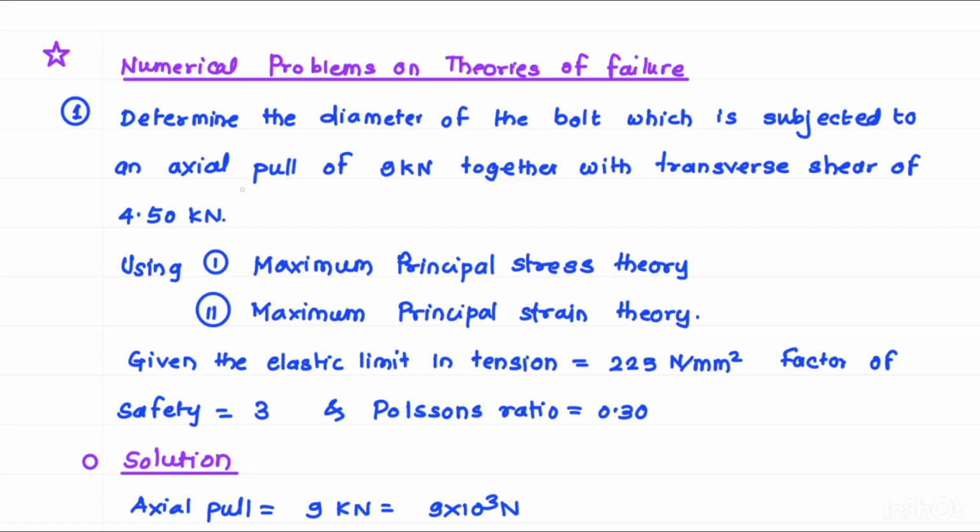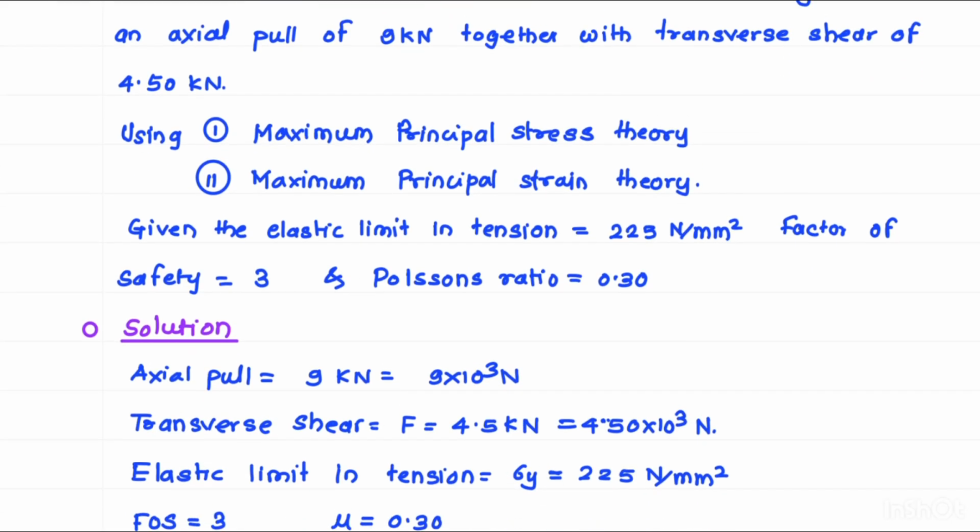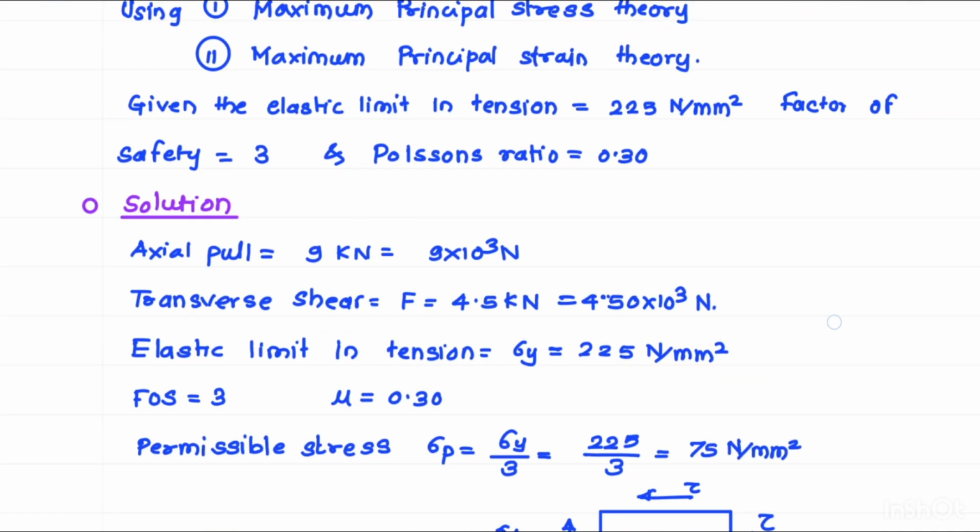So the problem here is: determine the diameter of the bolt which is subjected to an axial pull of 9 kilonewton together with a transverse shear of 4.5 kilonewton. They have asked us to calculate the diameter based on the principal stress theory and principal strain theory. We are given the elastic limit in tension as 225 Newton per millimeter square, factor of safety as 3, and Poisson's ratio as 0.3. So we'll try to understand this problem and solve it.